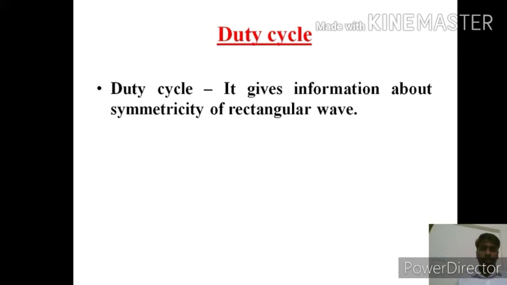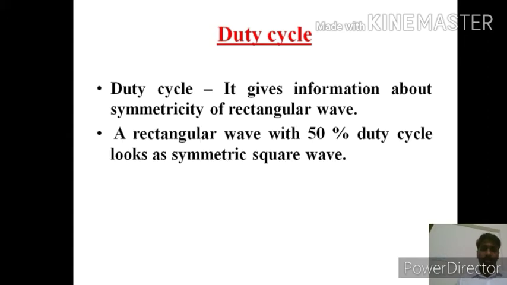Duty cycle gives information about the symmetricity of the rectangular wave. A rectangular wave with 50% duty cycle looks like a very much symmetric square wave. What is the meaning of symmetric square wave? In case of a symmetric square wave, the width of this pulse is similar to the width of this pulse. It means that the waves are very much symmetric.